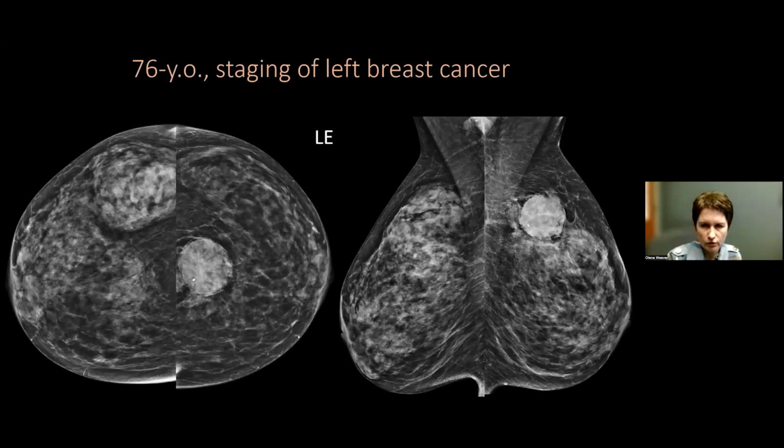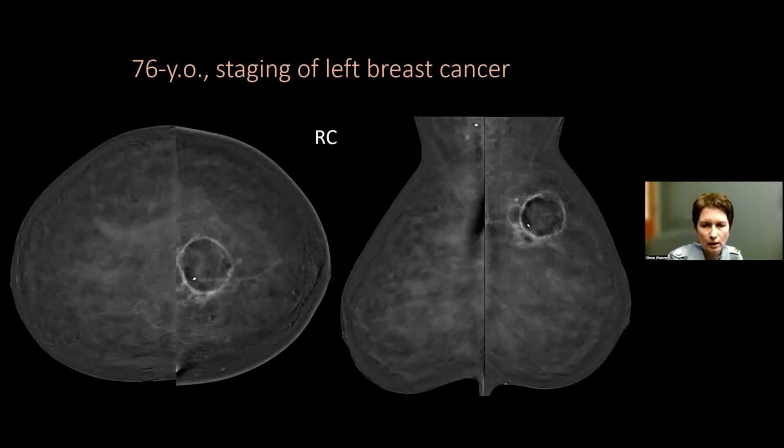This is her low energy images, and we see a large circumscribed mass in the left upper breast. Otherwise, it's a heterogeneously dense breast tissue, a little asymmetric, more on the right than on the left. And we already have a clip there. So this is for the prior biopsy site. This is the cancer site. And this is what we are seeing on the recombined images.